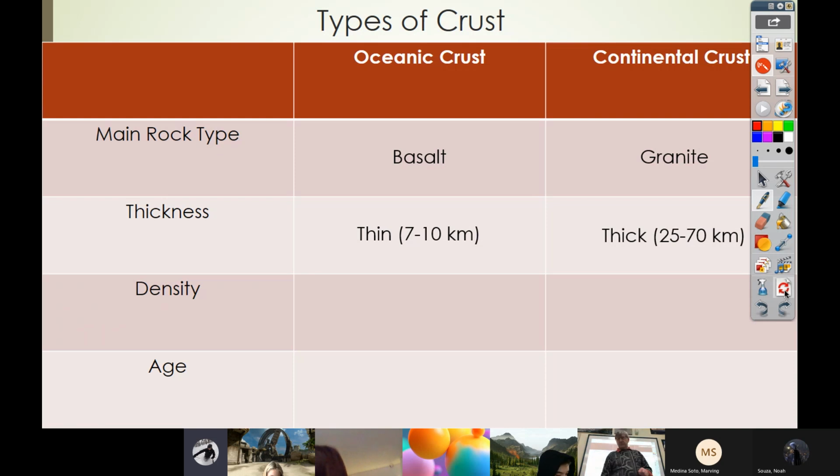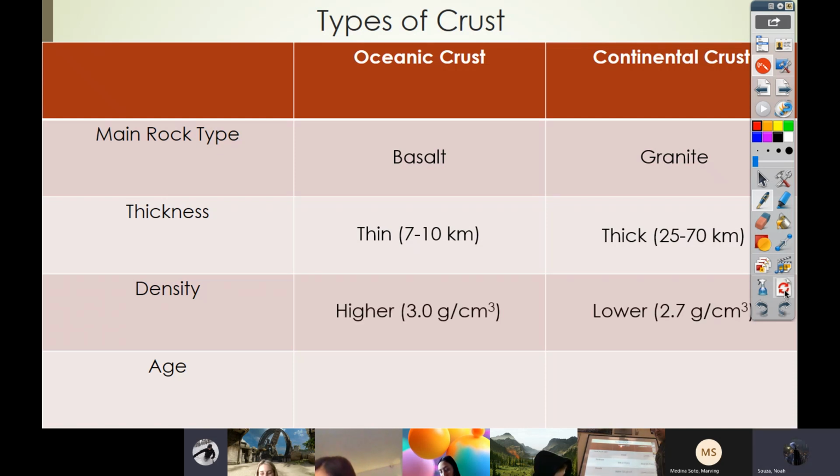Hey, Noah, do you remember, because I've taught you this already, so I'm testing you, do you remember the density of ocean crust versus continental crust? You don't have to remember the numbers, but which one was more dense? Oh, okay. Which was less dense? Yeah, I don't know the exact number, but I know oceanic crust is more dense because it slips under the continental crust when they converge. That's exactly right. Good job.